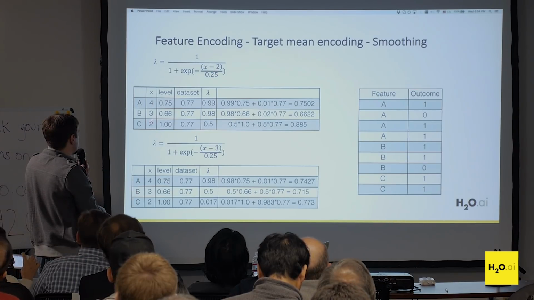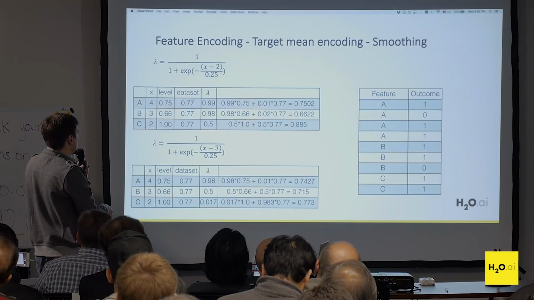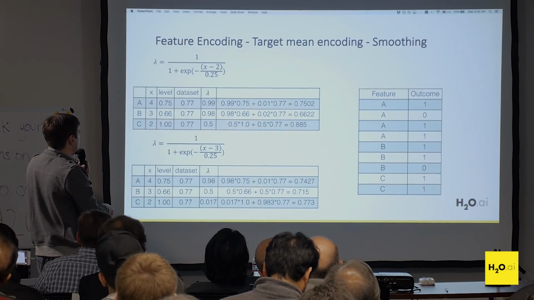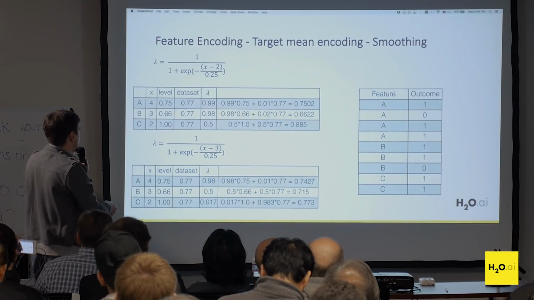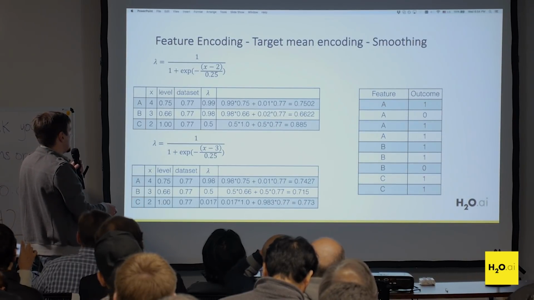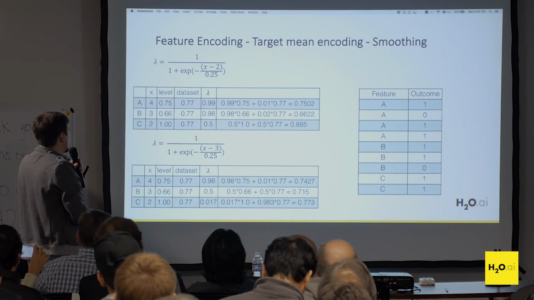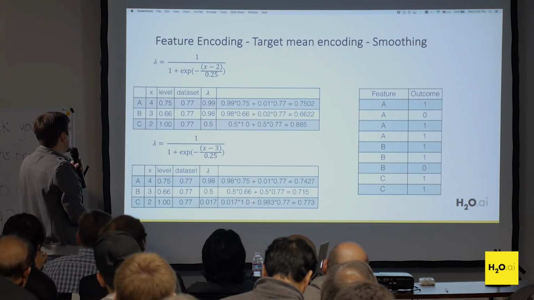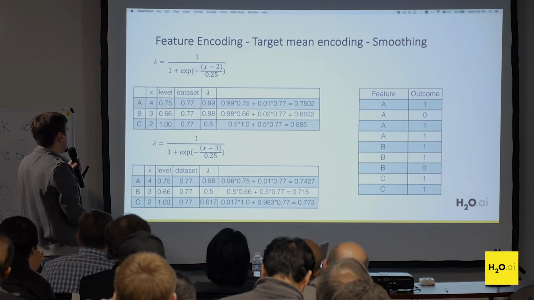If k equals 2, that's exactly the number of examples I have for C, the lambda will be 0.5, and I get the weighted average between the level mean of a category and the dataset mean, which is 0.75 in that case. If I move k to 3, I immediately get a very small weight for the mean of C and a very big weight for the mean of the data set.